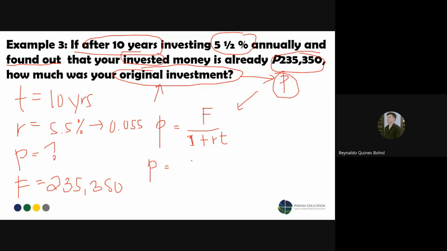So, F natin dito is 235,350 and 1 plus R. R is 0.055. Multiply natin yung R natin sa time, which is 10 years. So, what is the principal amount? Ilan yung principal or original na bago naging 235,350? So, what is 235? So, 151. Bilis naman ni Barbara.